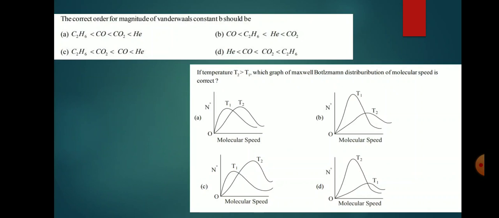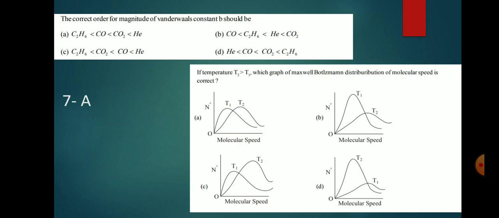Seventh question: the correct order for magnitude of van der Waals constant b should be option A, C2H6 is less than CO, less than CO2, less than helium. Option B, CO is less than C2H6, less than He, less than CO2. Option C, C2H6 less than CO2, less than CO, less than He. Option D, He less than CO, less than CO2, less than C2H6. And the answer is option A, C2H6 less than CO, less than CO2, less than He.